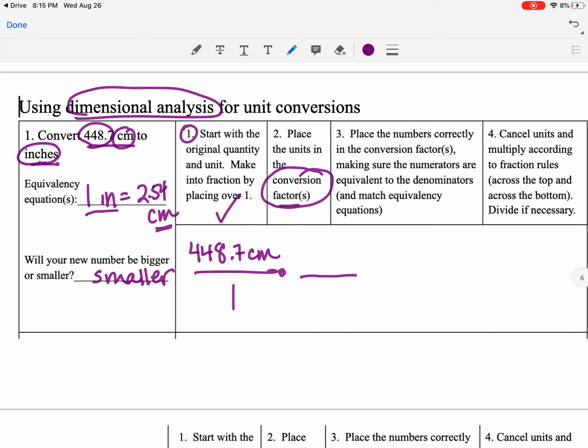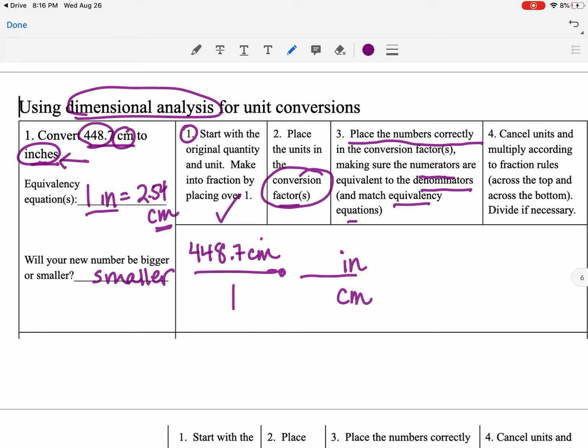And we know that we want to cancel centimeters. So we want to have centimeters on the bottom here. That's going to allow us to do that cross-canceling technique in a moment on step 4. And then we want the units that we're supposed to convert into, inches. We'll put that on the top. Then step 3, place the numbers correctly in the conversion factors, making sure the numerators are equivalent to the denominators.